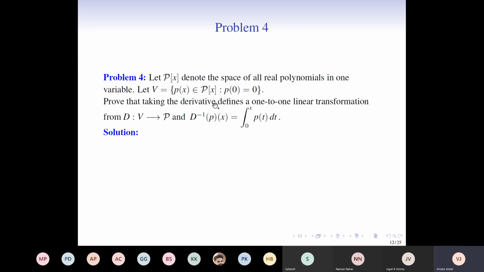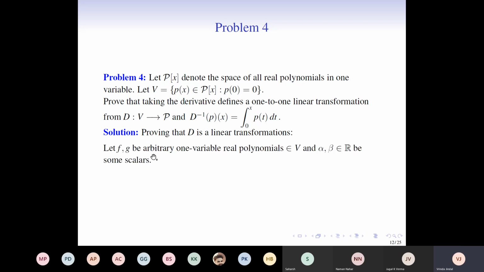Now we need to prove that taking derivatives defines a one-to-one linear transformation from V to this polynomial space. We'll call that transformation D, the function that takes derivatives, and we need to prove that it is a linear transformation. And the second part is proving the formula for the inverse of this transformation. So first, proving that D is a linear transformation.